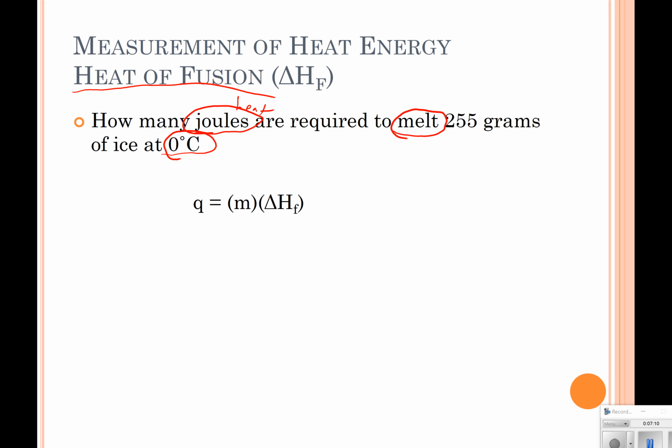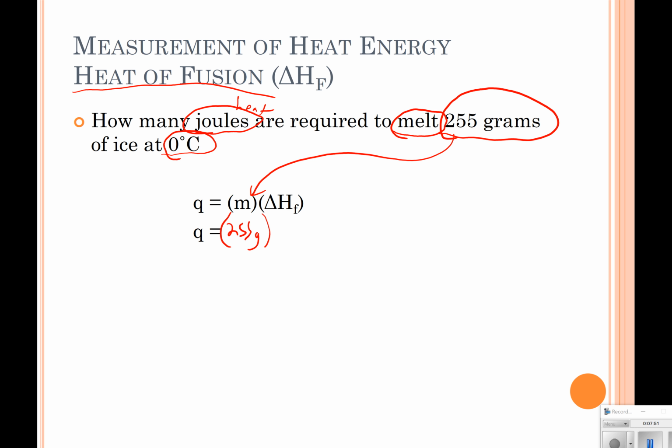Now the equation we'll use is on our reference tables in our heat section on Table T, and it's Q equals m delta Hf. And again, our heat of fusion is found on Table B, and that's for water. So we know that we're working with 255 grams of water, and this delta Hf is always going to be the same value, which we know as 334 joules per gram.